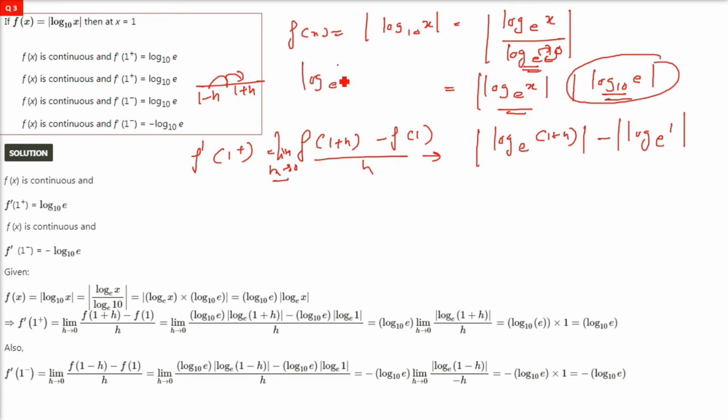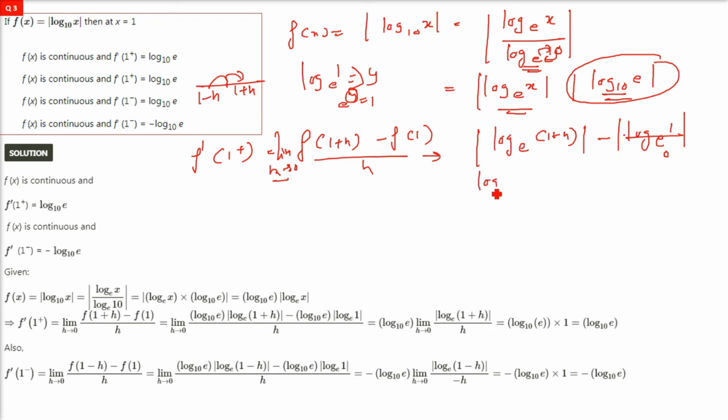So e to the power of anything is 1 when the power is going to be 0. So this is 0. Log base e 1, or log 1, is simply 0. Just replace it or eliminate it.